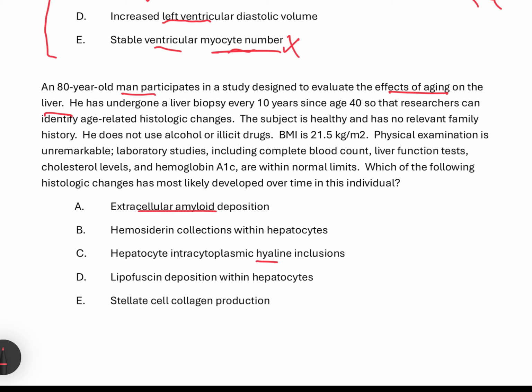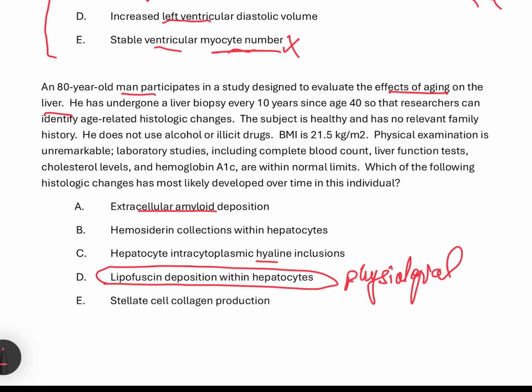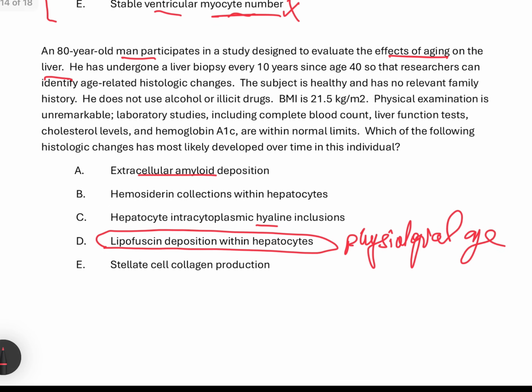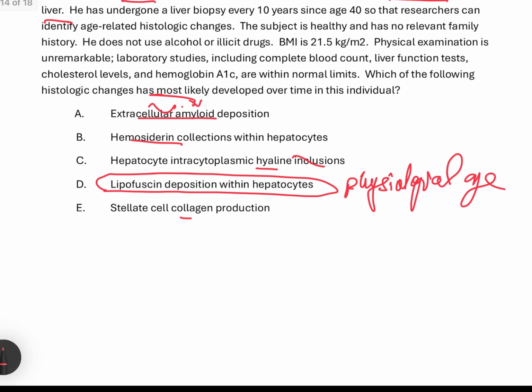That's a very common question, and you know that it is lipofuscin deposition within the hepatocyte, because it's a physiologically normal aging process. Lipofuscin is a normal deposition. Amyloid can be affected by aging, but it is most commonly due to some disease, and also disease of the fat process.